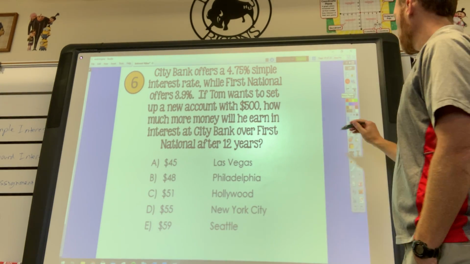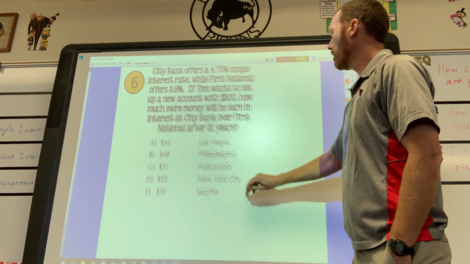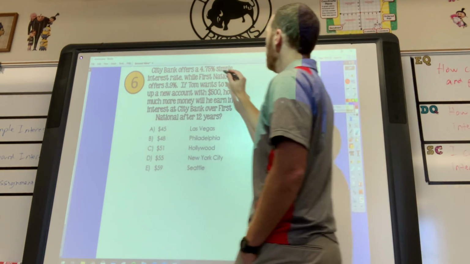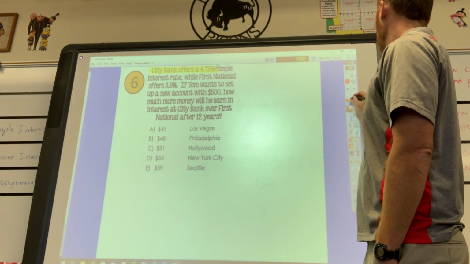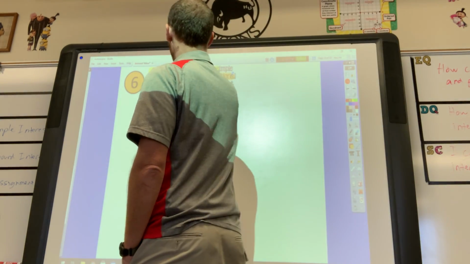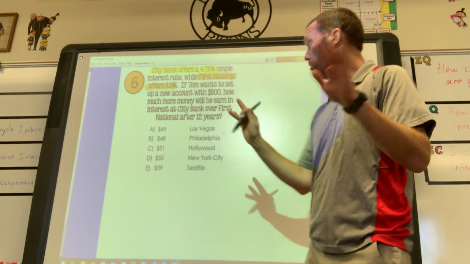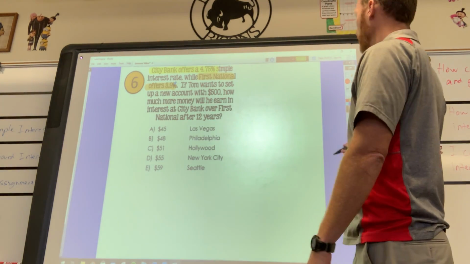Number 6. Number 6 is thought-provoking because it actually has extra numbers for you. And the extra numbers are both percentages, meaning this: you've got Citibank up here with that interest rate, and then you've got good old First National down here at that interest rate, and you actually have to compare them, okay? So it's totally doable. You just end up doing 2 problems to get an answer to 1 problem, like so.